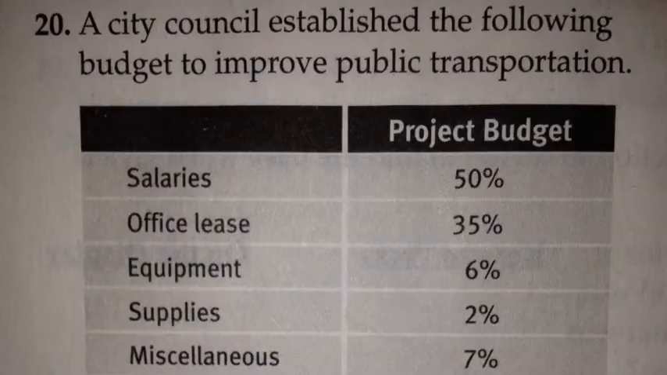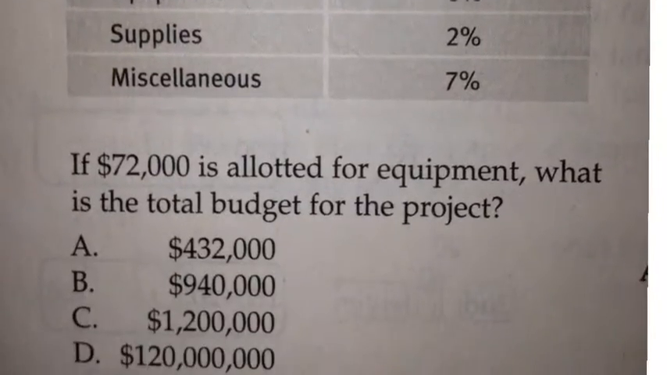They took this budget and divided it into even smaller budgets, right? So for salaries, they gave them 50% of the total budget, okay? 35% of the total budget. So if you add everything up, you should come up with 100%, okay? Now, let's go to the question. If 72,000 is allotted for equipment, what is the total budget, okay?